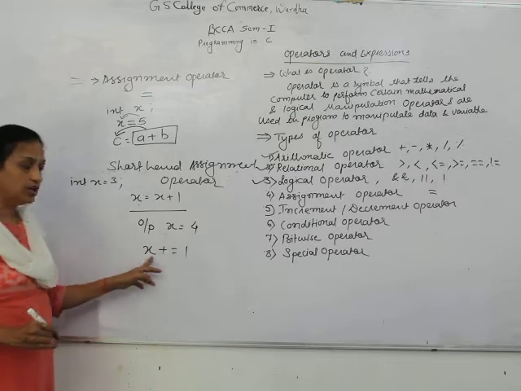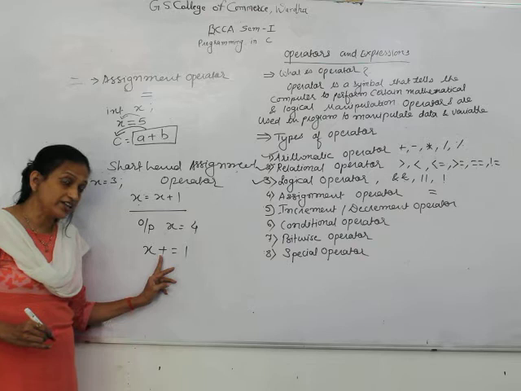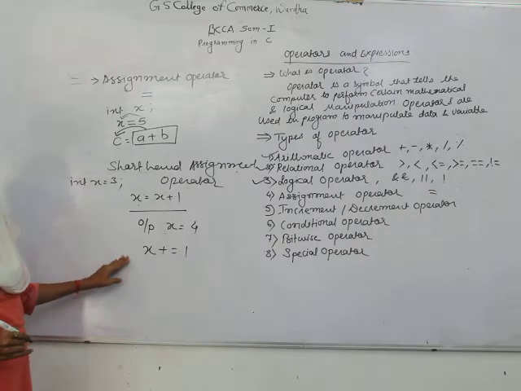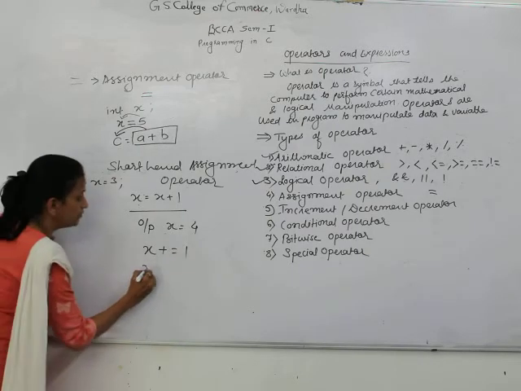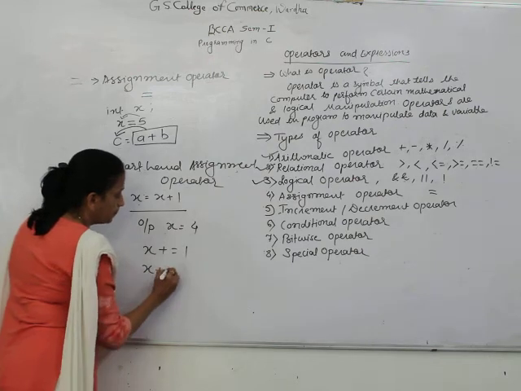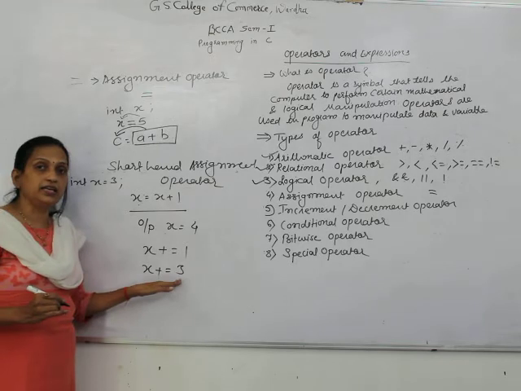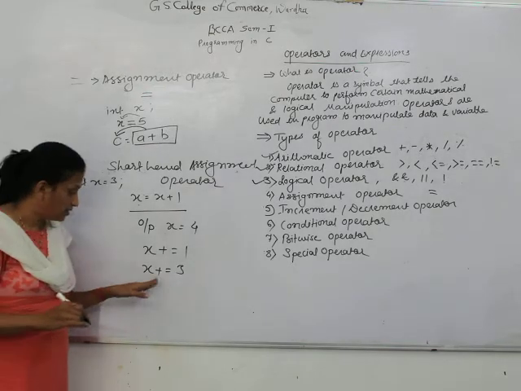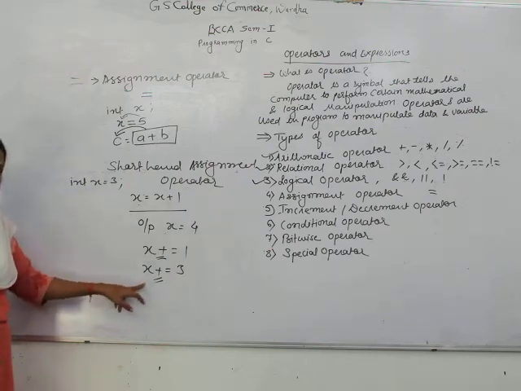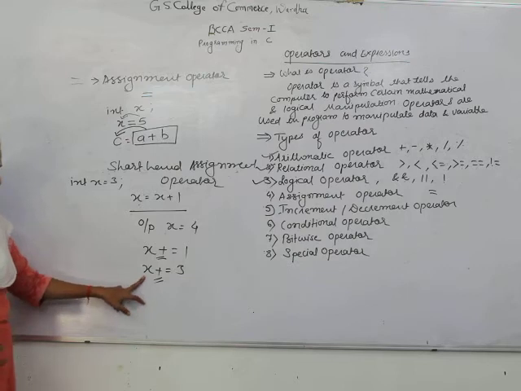That means what? It will add. Okay, this operator is for addition. It will add 1 in the same operand, that is x. Suppose you write it this way, x plus equals 3. What will happen? It will add 3. See what operator you are using here? Plus. So it will add 3 in the same operand, that is x.